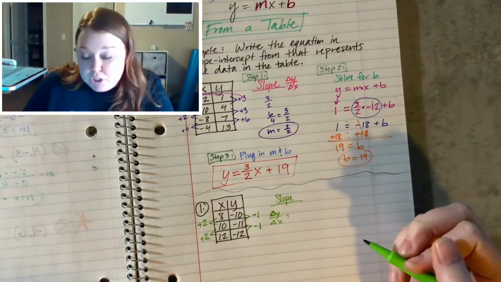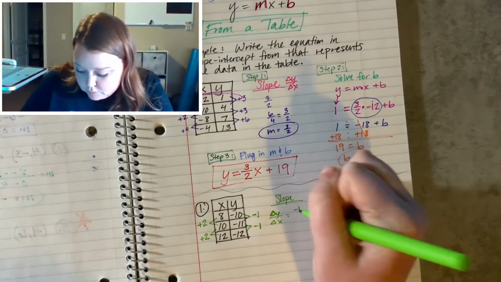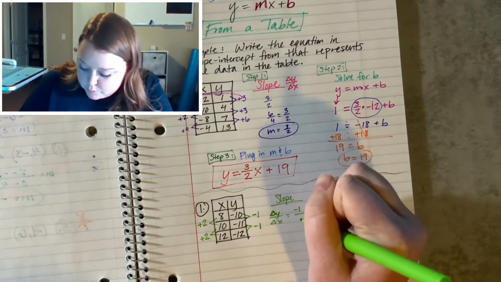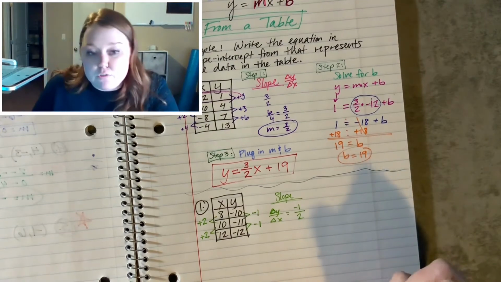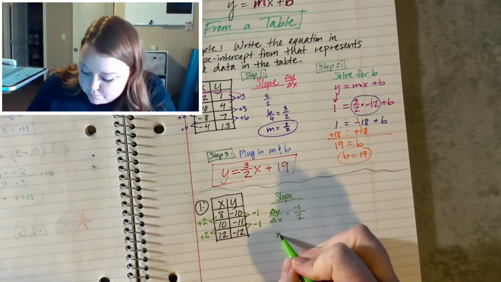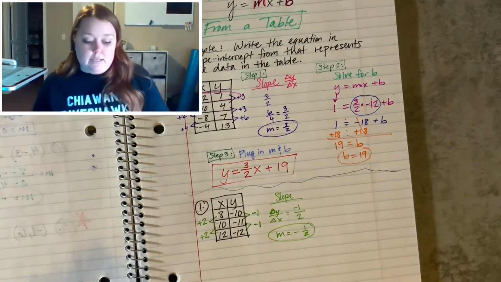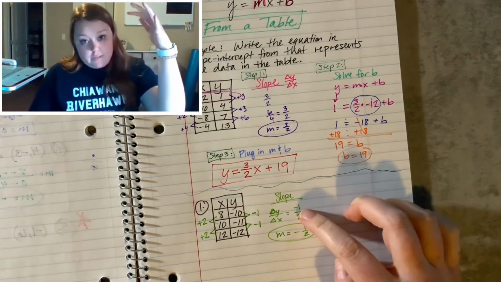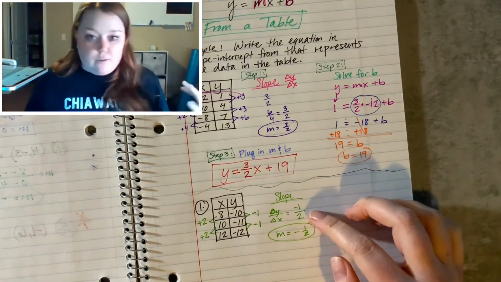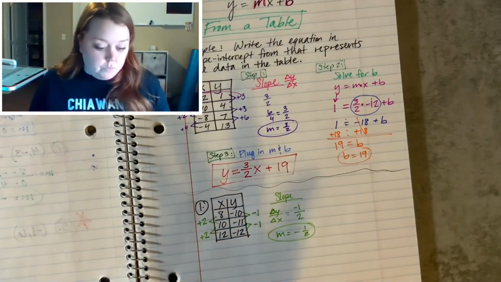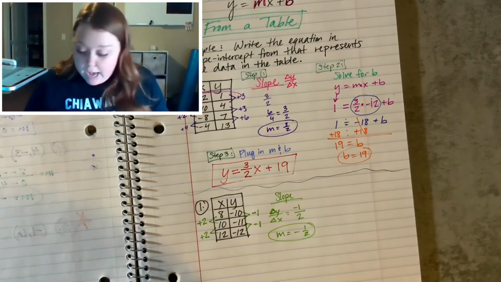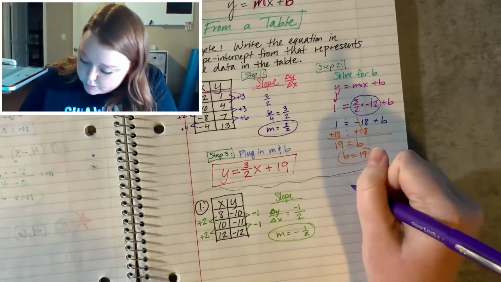So my change in y is -1. Change in x is +2. -1 over 2, can you simplify it? Nah, it's already simplified. So slope is -1/2. You can stick that negative at the top if you want, and stick it out front. Usually I stick it out front. Okay. All right, now what do we do? We solve for b.